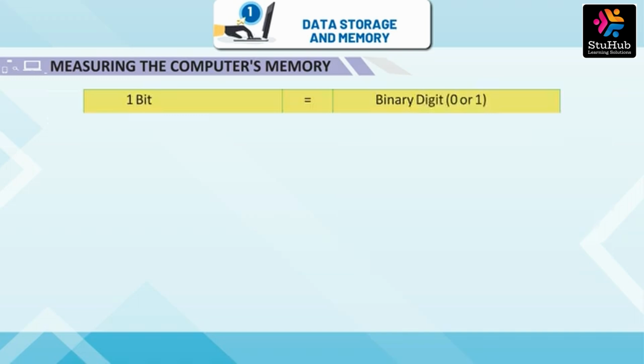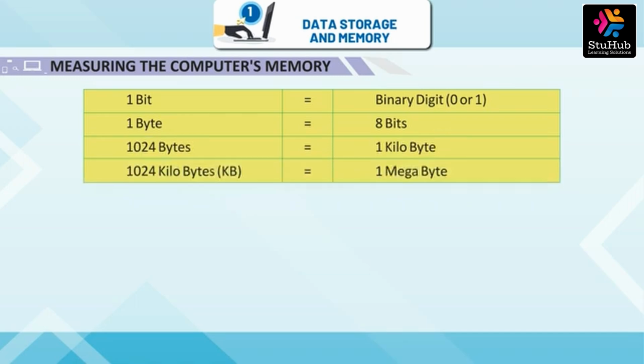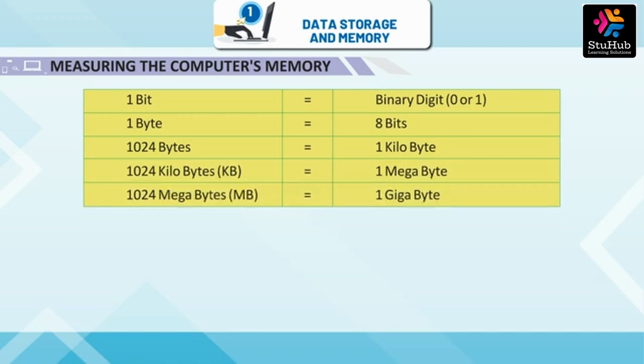1 bit is equal to binary digit 0 or 1. 1 byte is equal to 8 bits. 1024 bytes is equal to 1 kilobyte. 1024 kilobytes (KB) is equal to 1 megabyte. 1024 megabytes (MB) is equal to 1 gigabyte. 1024 gigabytes (GB) is equal to 1 terabyte.